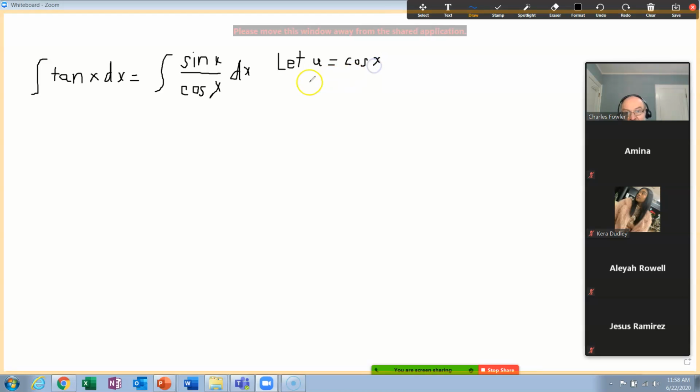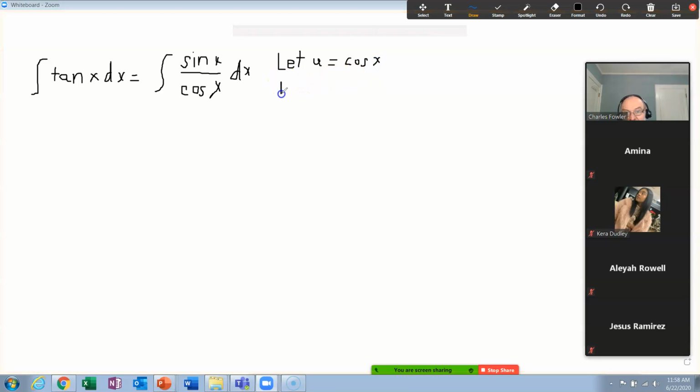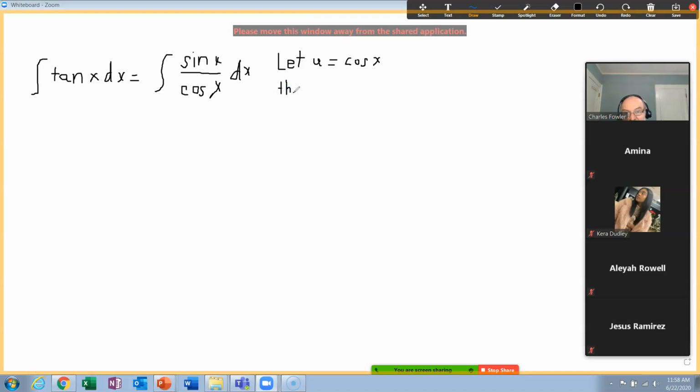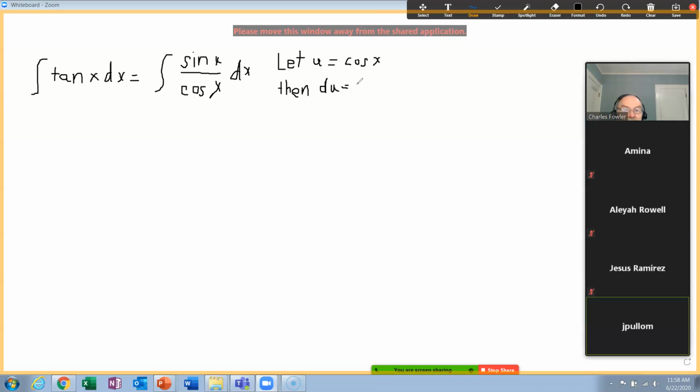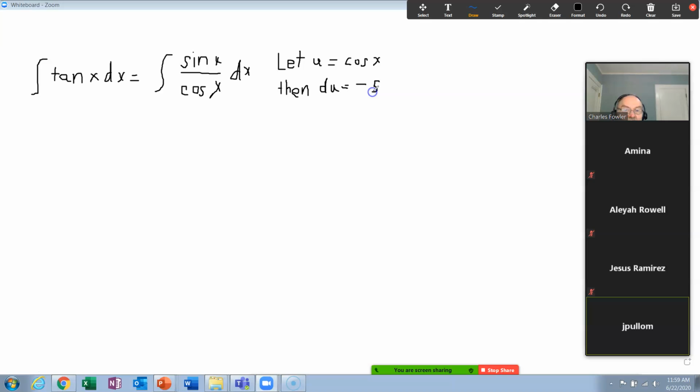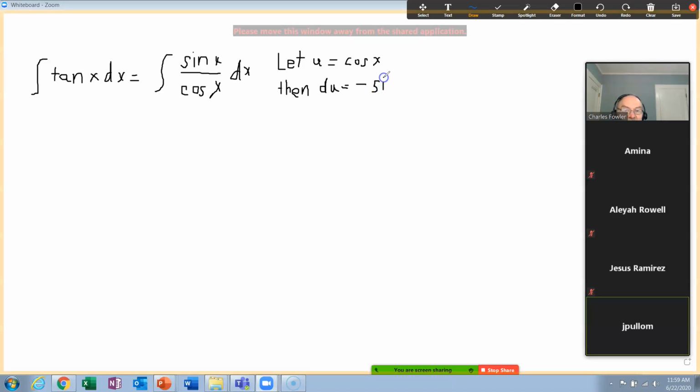Okay, and then what's your next statement always? If you have a let statement, you usually follow it by a then statement. And the then is usually your derivative. If u is cosine x, what is the derivative of u? Anyone want to tell me? I just said it a few minutes ago. What's the derivative of cosine? Minus sine.